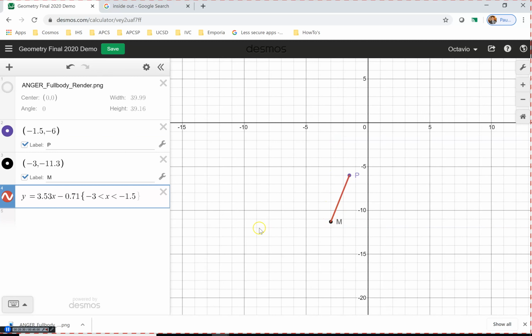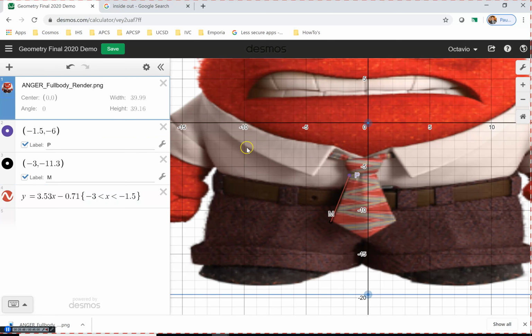My line never goes to the left. And then negative 1.5 is right here. My line never goes to the right. And adding the domain here stops your line so that it doesn't go on forever, which is something that we want. We don't want the line to go on forever because the tie doesn't go on forever. If I click there, notice there's the line.